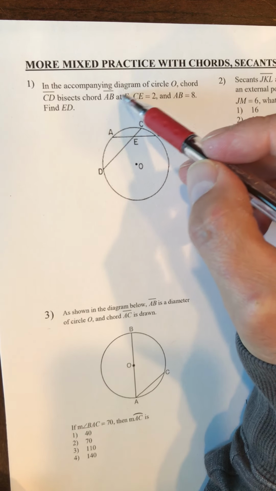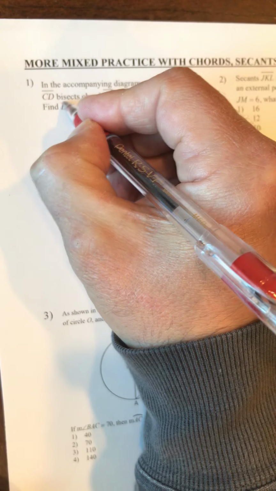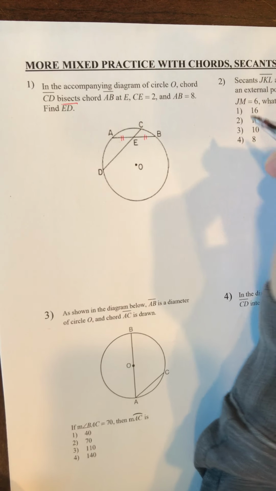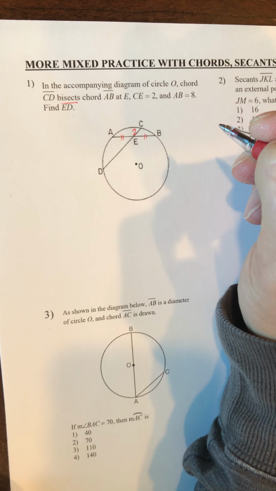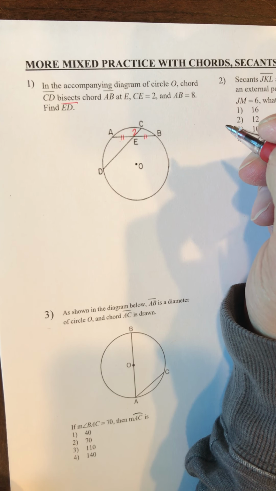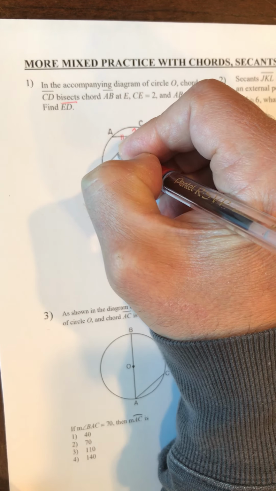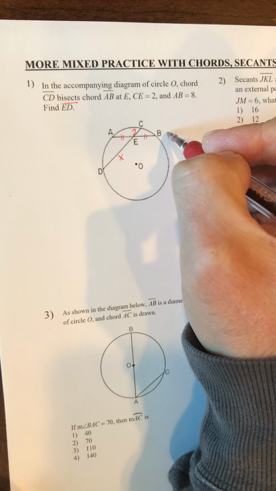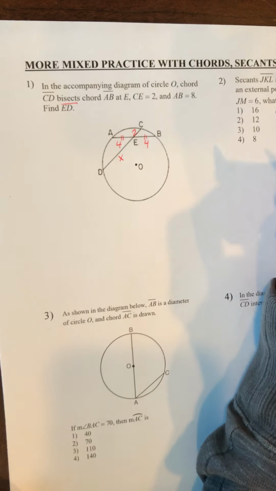All right, so it says in this diagram, chord CD bisects AB. That means that these two pieces are congruent. It says CE equals 2, and AB equals 8. Find ED. So ED, we don't know, that's x. They told you that AB is 8, but it bisects it, so it's cut in half. It's 4 and 4. Right?